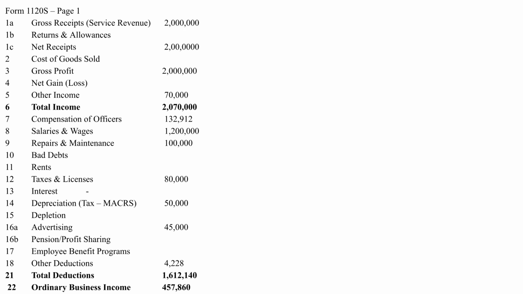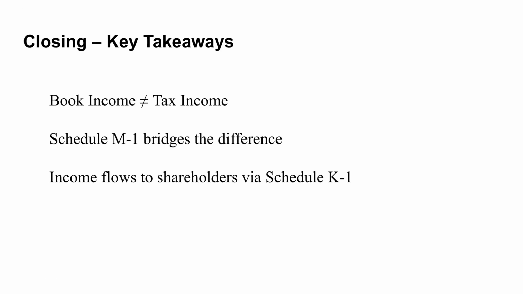Here we can see how the income and deductions are reflected on the Form 1120-S, leading to the final ordinary business income. To summarize, book income is not the same as ordinary business income. Schedule M1 helps bridge that difference. Income flows to shareholders via Schedule K1. Understanding this flow helps you connect financial statements to tax reporting in a structured way.